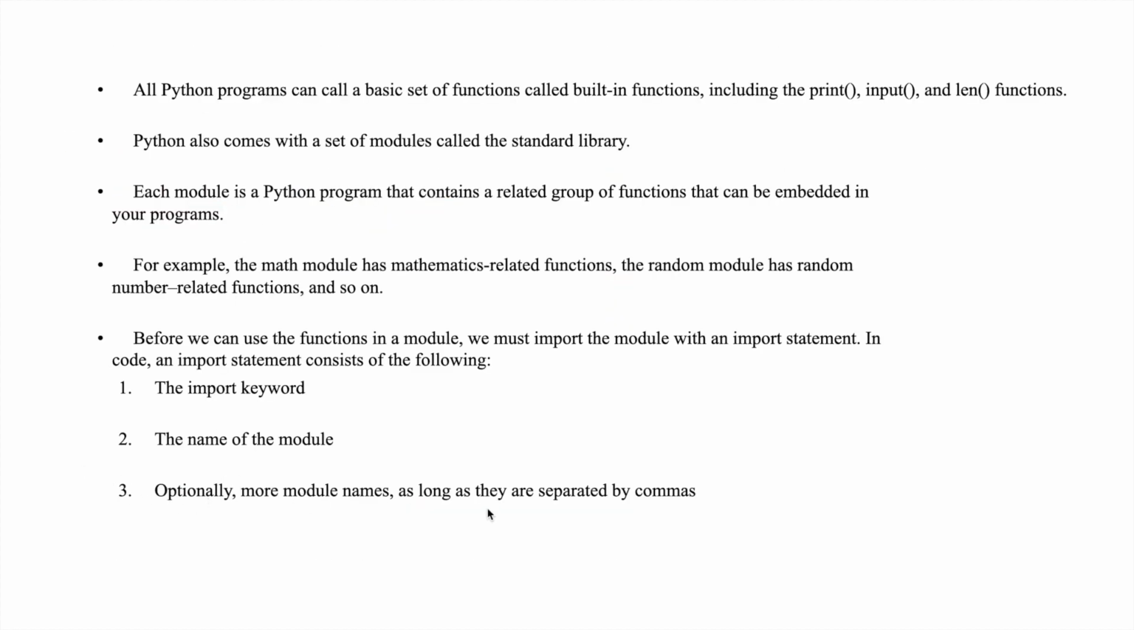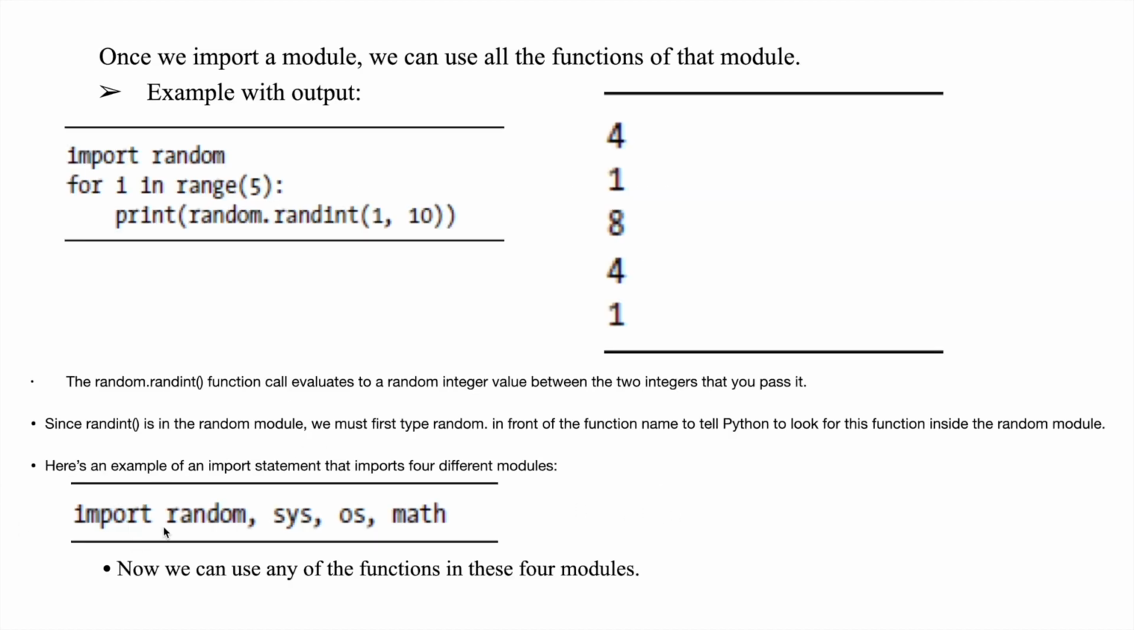Optionally, one more important thing: it's not a rule that you should always import only one module. You can import as many modules as you want, but the rule is all the modules should be separated by commas, right? For example, you can see I'm importing 4 modules here: random module, sys module, os module, math module. But you can observe each module is separated by a comma. You can import multiple modules.